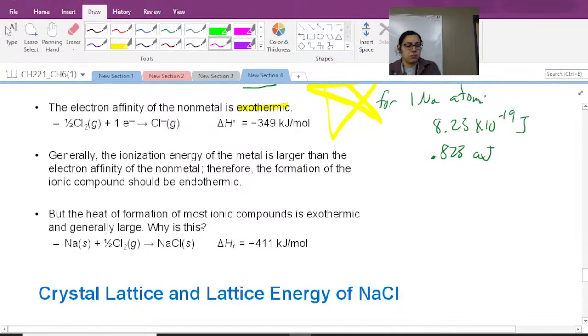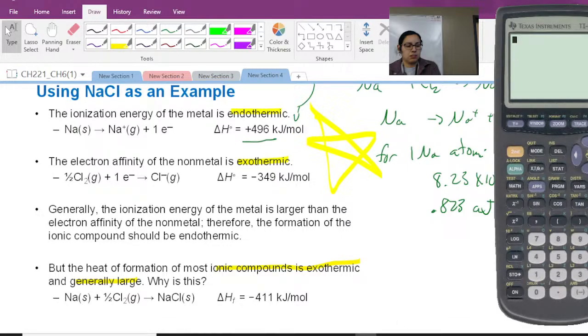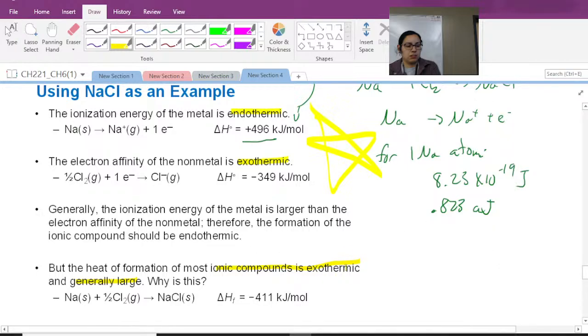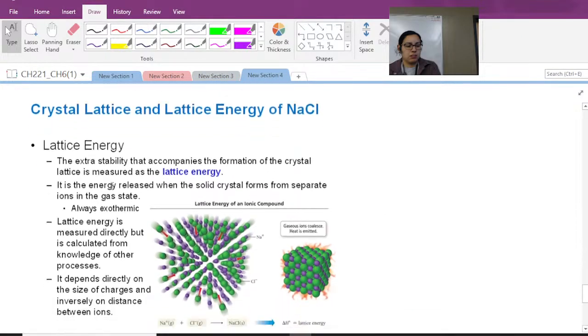So we said the heat of formation of most ionic compounds is exothermic and generally large. So why was that? Of course, we could add these two values together, and you could probably see that it gives you a positive number, but let's just add it. So plus our negative 349. And so this is showing us, just looking at these two factors, that it should be endothermic, so it should require energy. But that's not true. And so the extra energy we mentioned was in the crystal lattice structure.